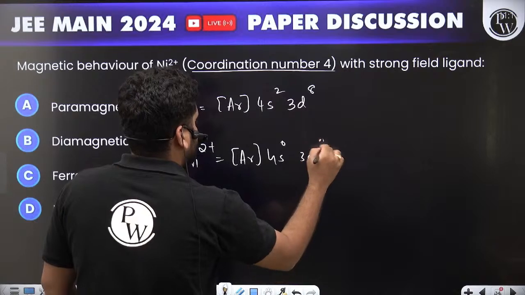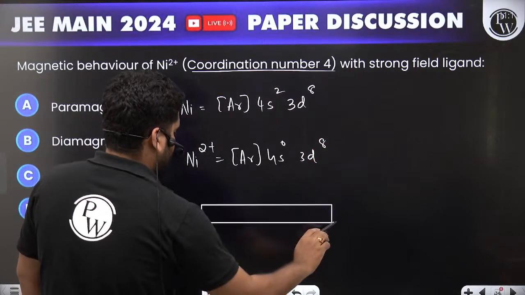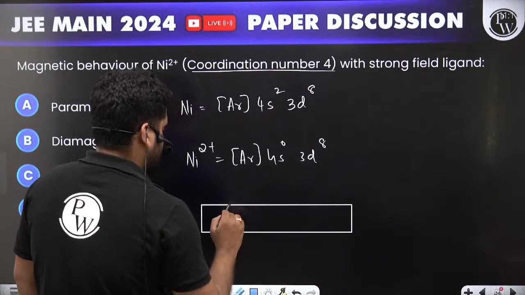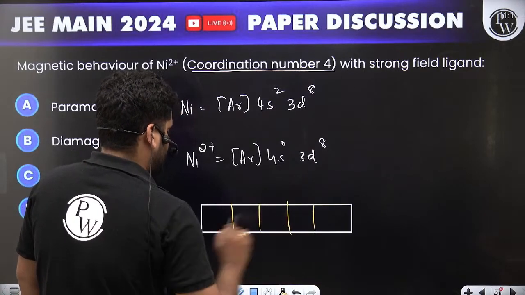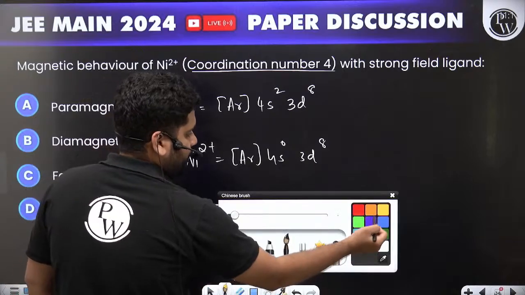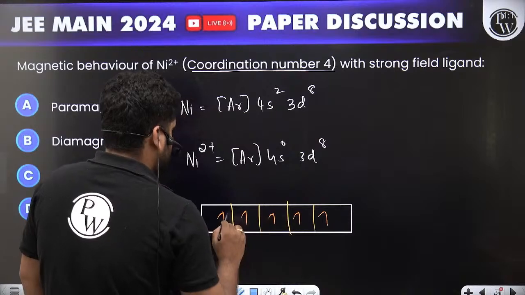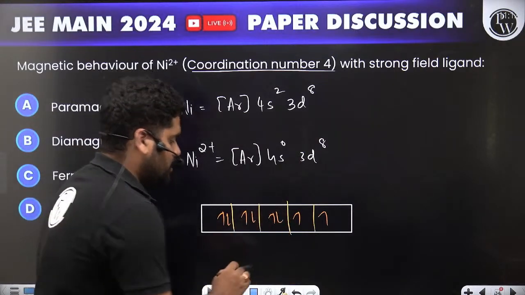Okay. Now normally the d8 would appear to you like this. See the d8 configuration, 1, 2, 3, 4 and 5. Now we have electrons filled like this, 1, 2, 3, 4, 5, 6, 7, 8. This is the normal state.